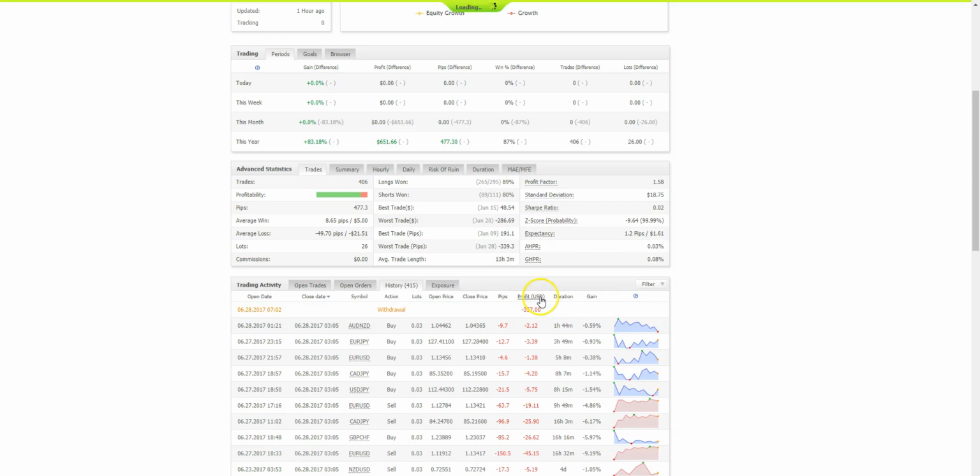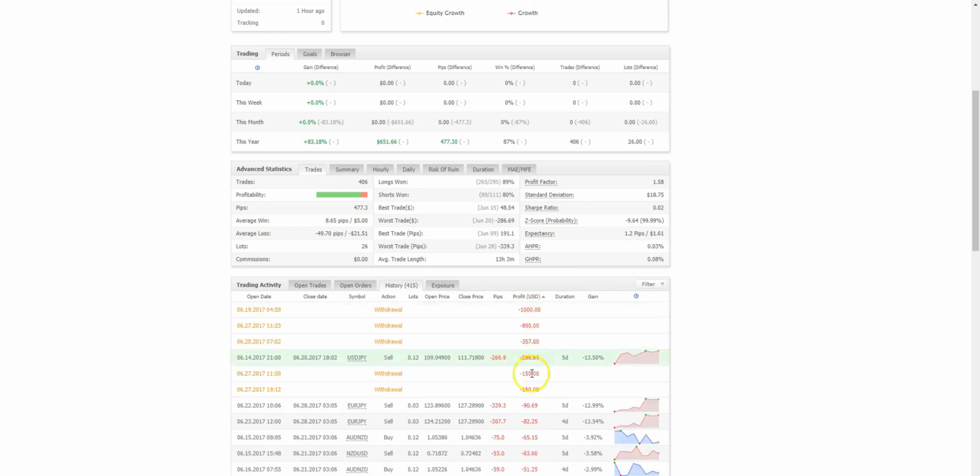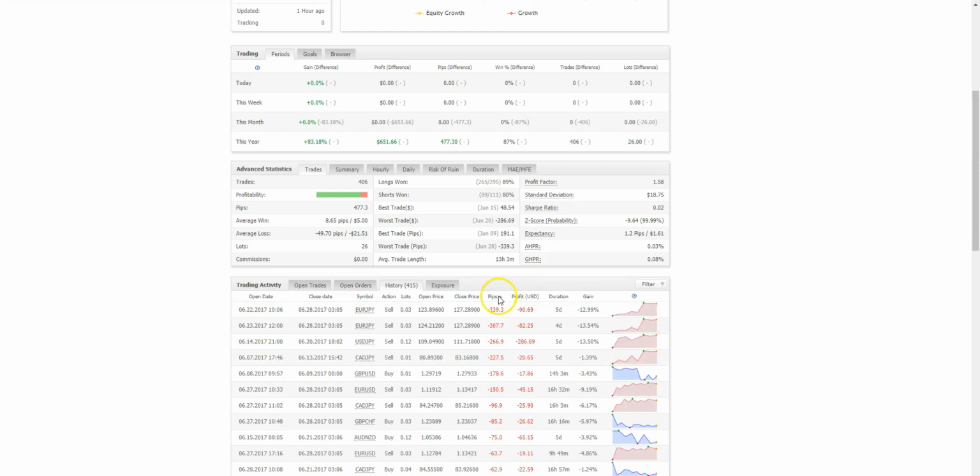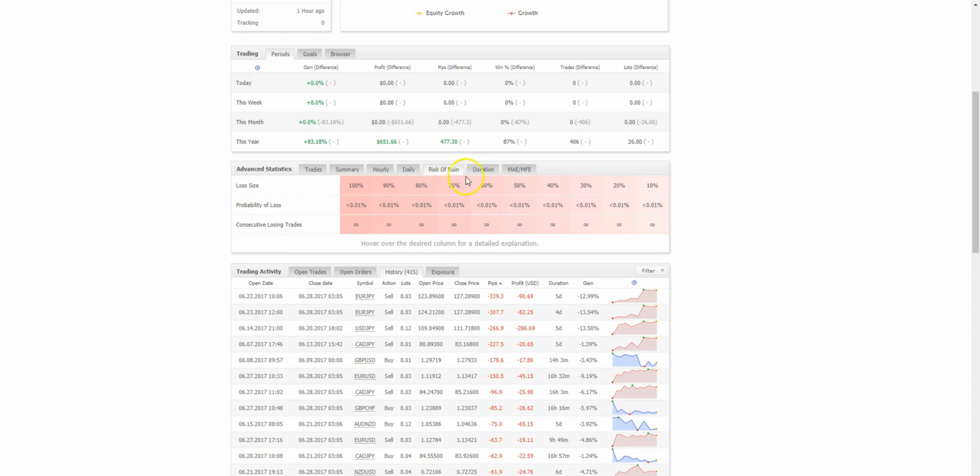So you can see here they did a few withdrawals on here. But if I look through the pips, the worst trade was 286. The best trade was 48. So let's look at the risk of ruin here.